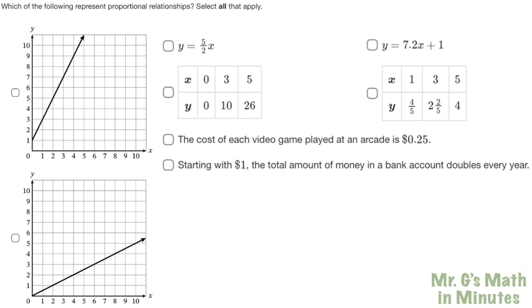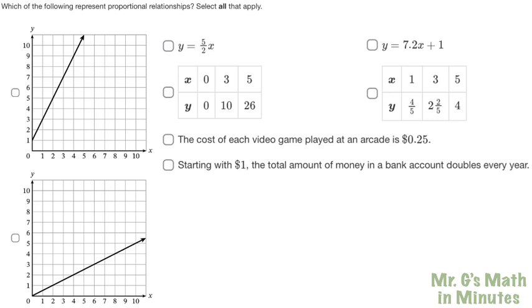All right, this next problem wants us to pick all of the ones that are proportional. So, select all that apply. So again, pause the video and write down which ones you believe are proportional. Now we're going to go over these.